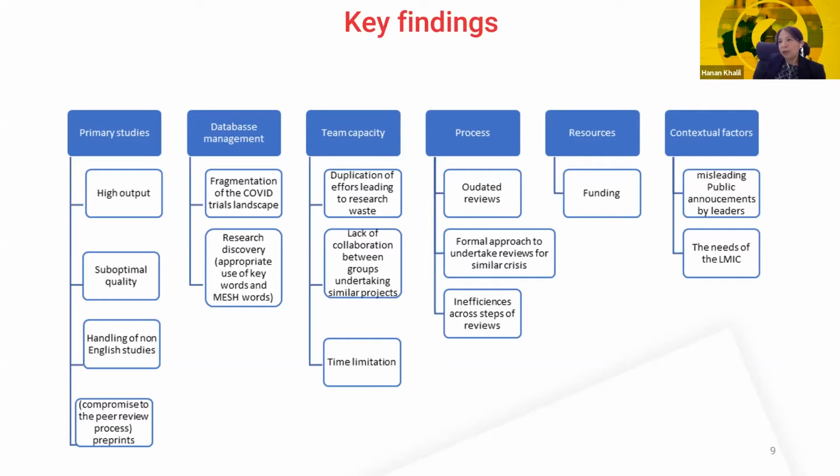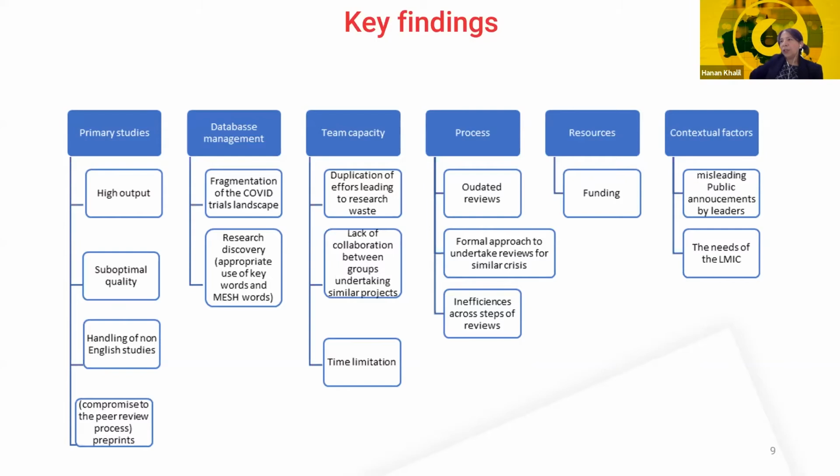We also uncovered the lack of inclusion of non-English studies. So we know that Chinese researchers have also published a massive amount of research in this area, but unfortunately, because of the language restrictions, none of this literature was included in the scoping reviews or systematic reviews published in English. And there was also compromise to the peer review process by the high speed of publication of preprints.